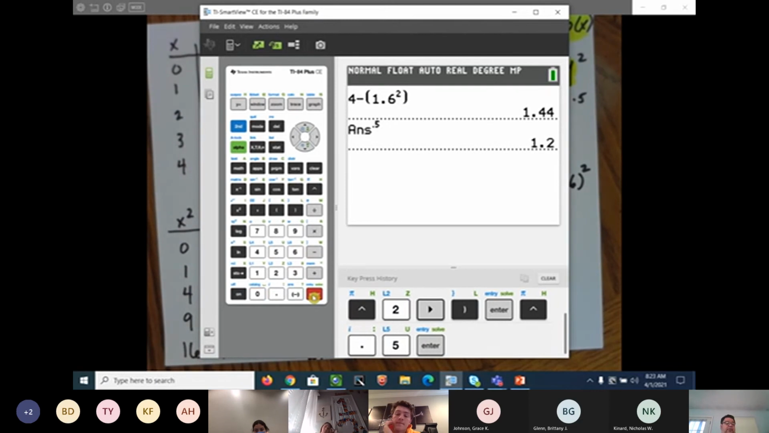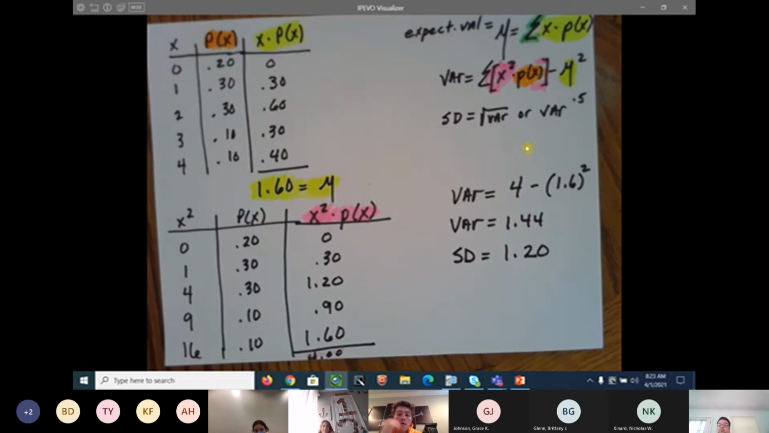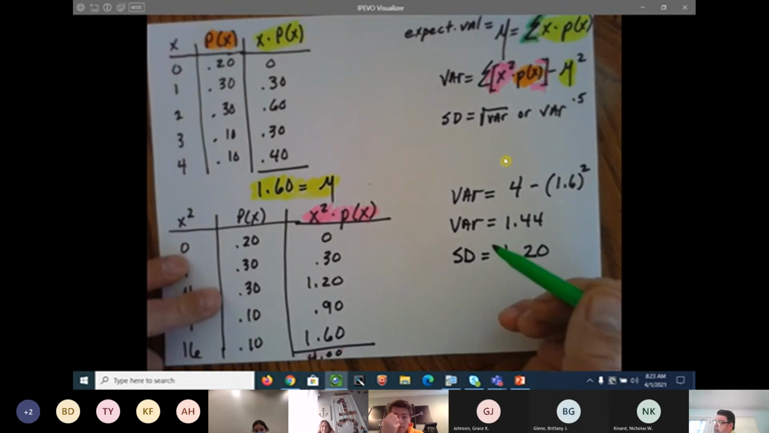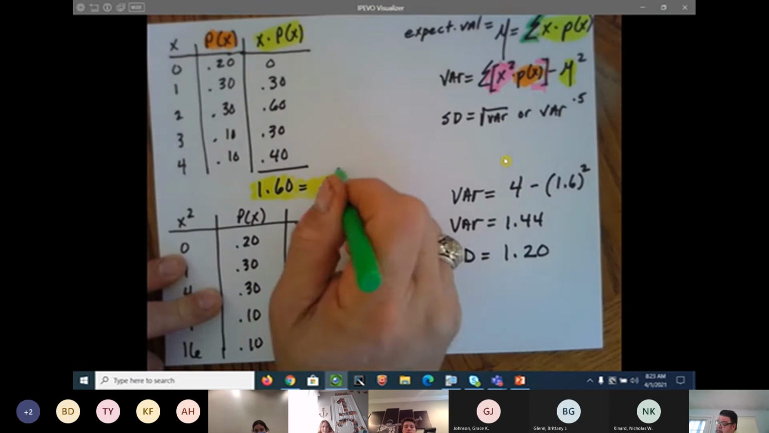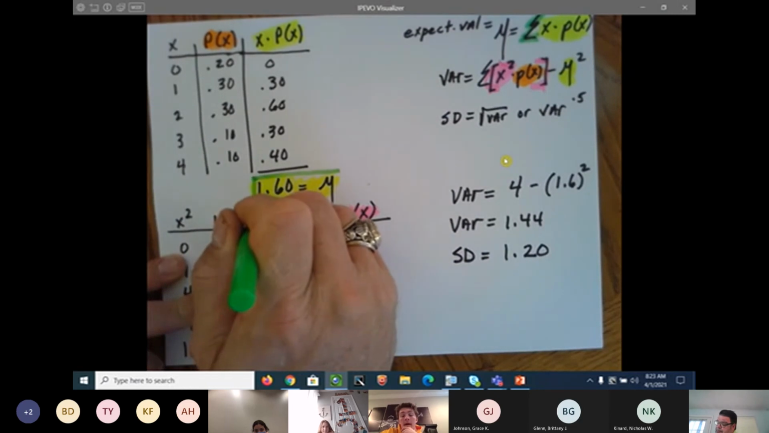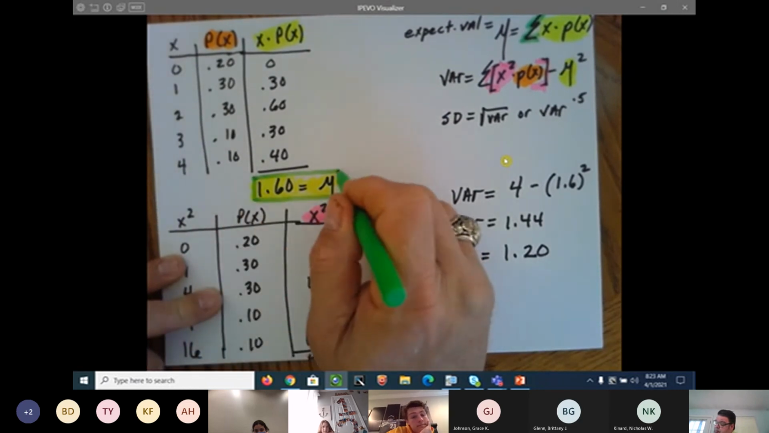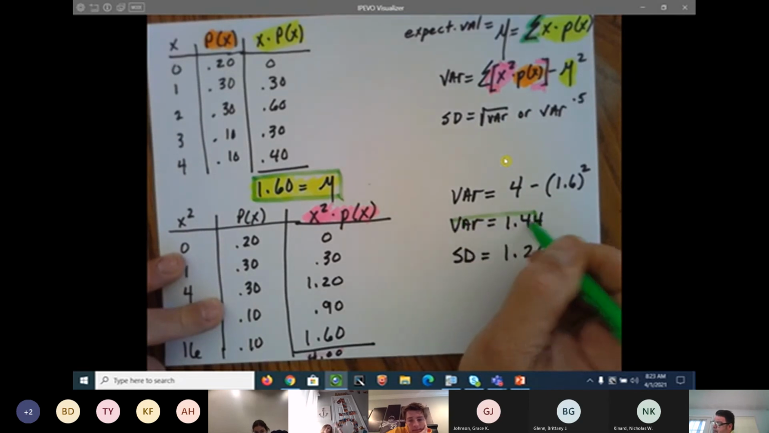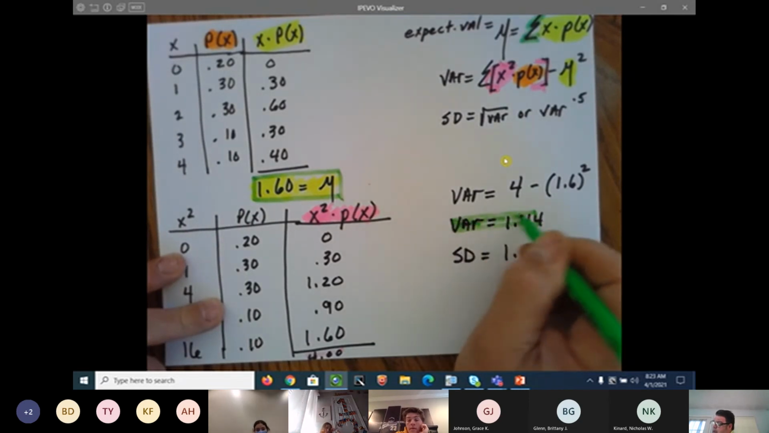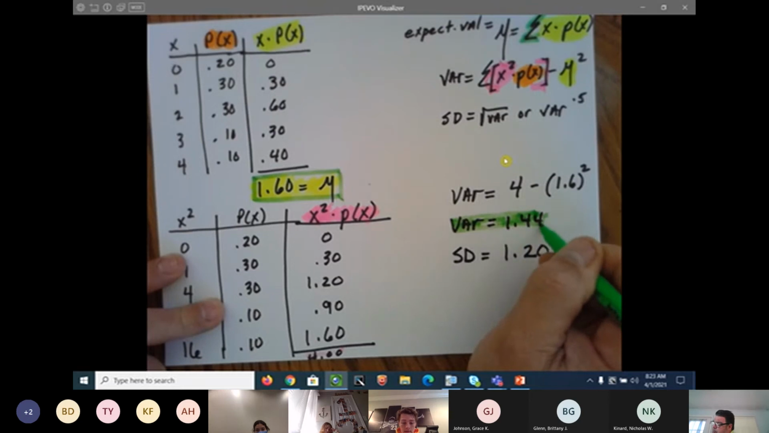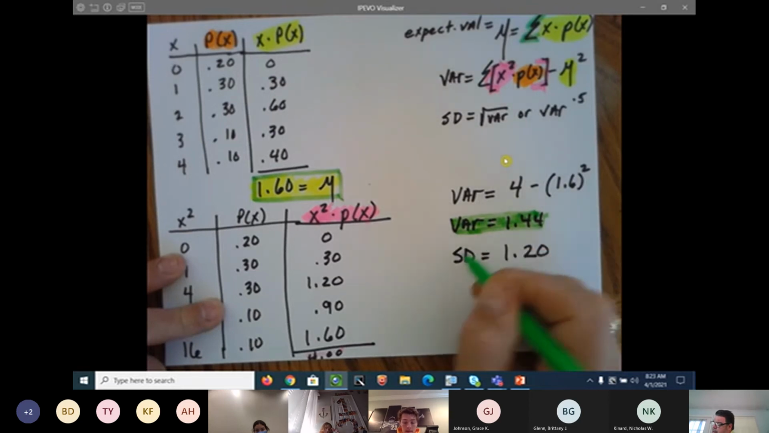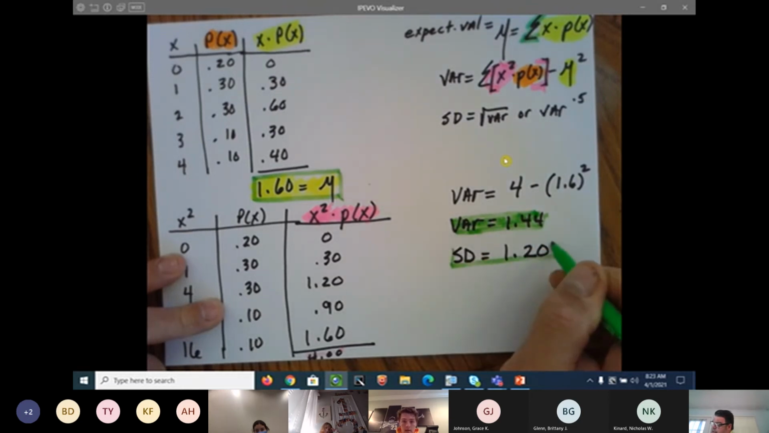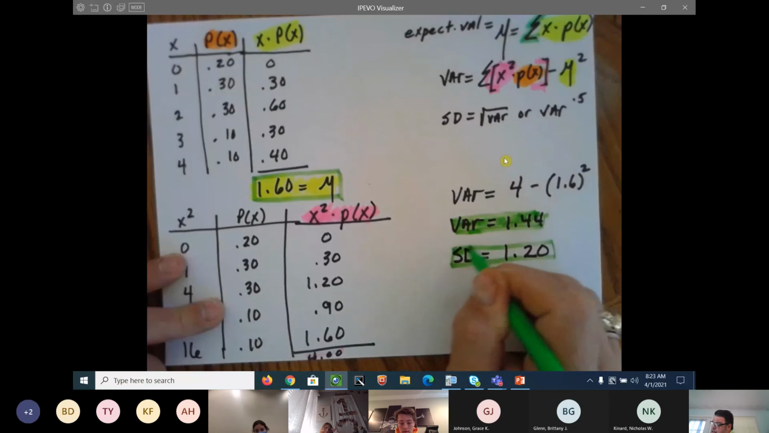Okay, I need people to tell me if that's what they got. I got that. Okay, so let's highlight in green the mean, variance, and standard deviation. Now, why did I highlight those green? Because that's your test questions and homework questions in the homework.